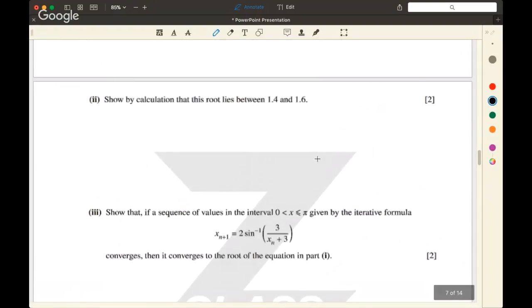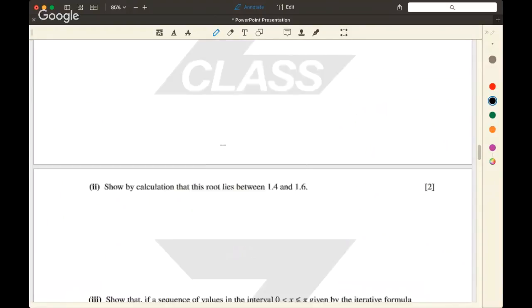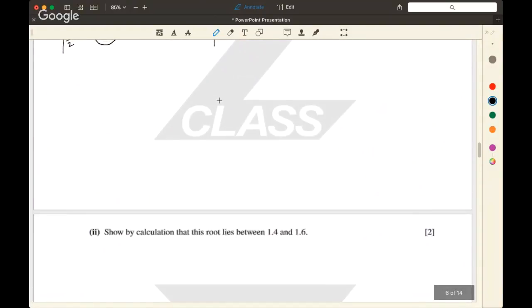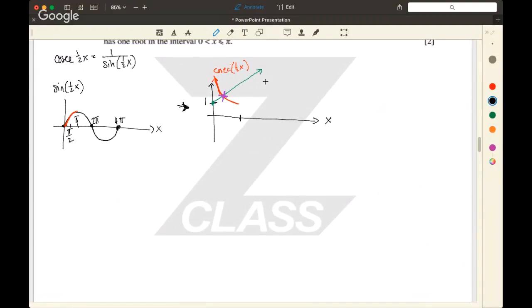So in the next one, we want to show by calculation that the root lies between these two values. The key to this is to notice that before the root value, the cosec of 1/2 x line is greater than 1/3 x plus 1, and after it's less. You see that? So they cross over, they sort of switch seniority. One dives below the other.